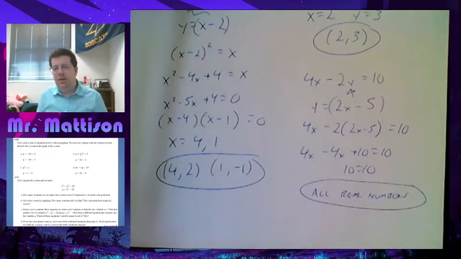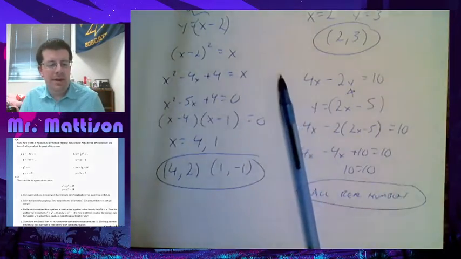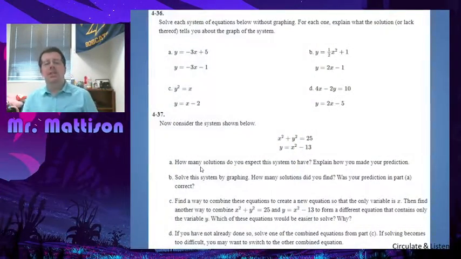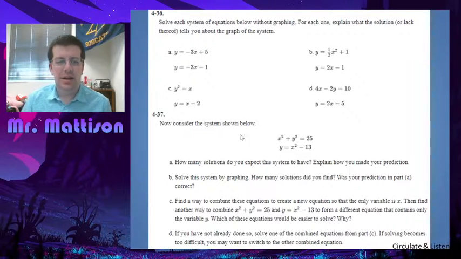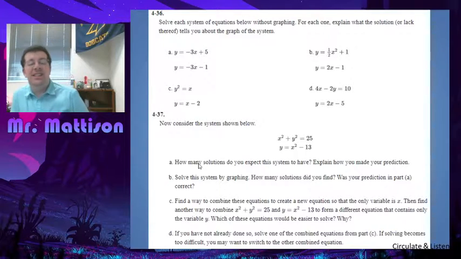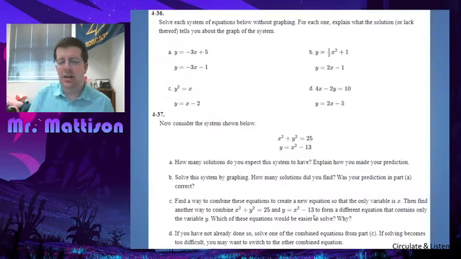All right, no big deal. So hopping back over here, what I want you guys to do now is go ahead and try number 37. Start off by graphing it on Desmos, see how many answers it should have and where they are. Then try and solve it algebraically. Go ahead and give that one a go for me.